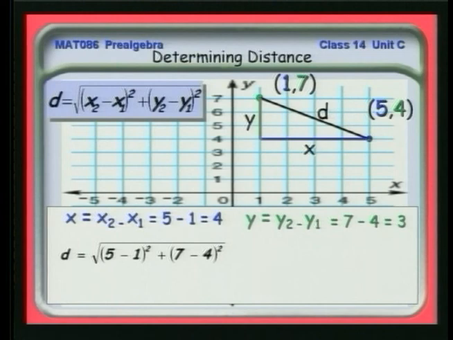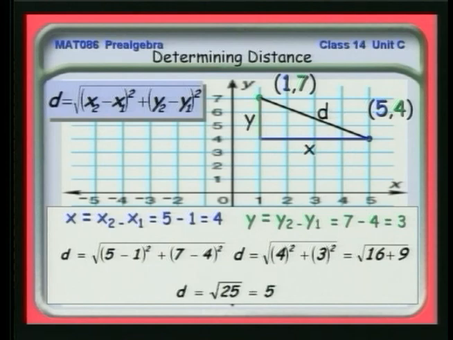5 minus 1 is 4, 7 minus 4 is 3. I use the more complicated form of that theorem. Then I have d is equal to the square root of 4 squared plus 3 squared. Then I do the squares, add them together, and in this case I find the distance between those 2 points is 5 units.